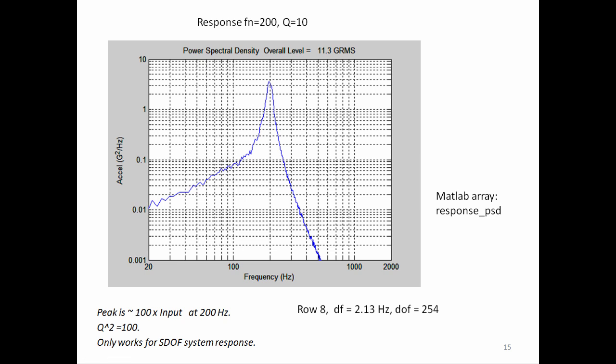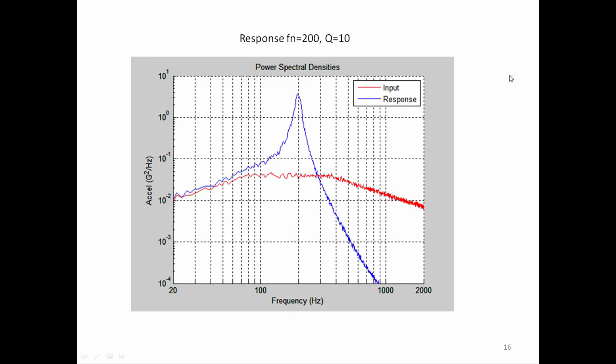But this is a special case. It's a spring mass system, single degree of freedom system. If we have a multi-degree of freedom system or a continuous structure like beams, plates, or shells, then we cannot simply pick off the Q values by taking the square root of the peak responses. Instead, we have to use the 3 dB bandwidth method or the curve fitting method.